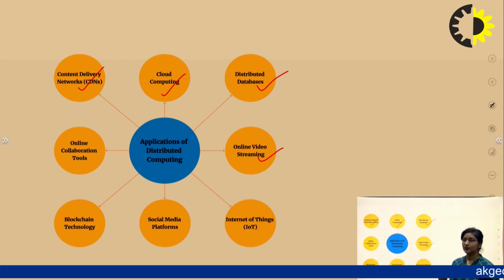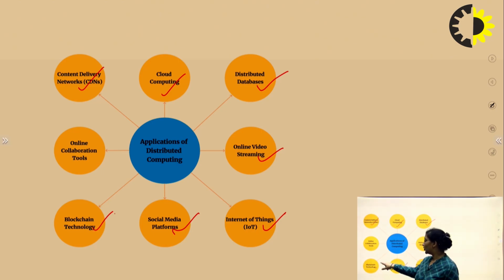Online video streaming, Internet of Things, IoT, most common these days. So, this is again an application of distributed computing. Social media platforms, Facebook, Twitter, Insta, again an example of distributed computing. Blockchain technology, online collaboration tools. So, these are a few applications of distributed computing.